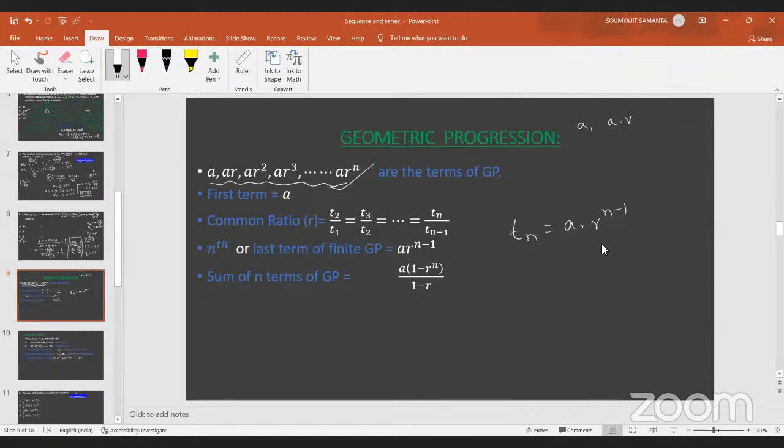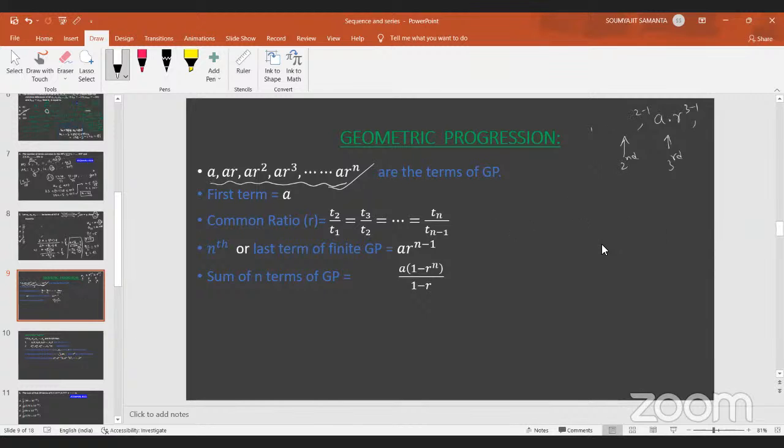This is nothing but we can write R power 2 minus 1. Yes or no? And then the third, we can write as R power 3 minus 1. So the first term we got is A, the second term is A into R power 2 minus 1, and for the third term, A into R power 3 minus 1. So for the nth term, it will become A into R power n minus 1. Clear? Yes, sir.